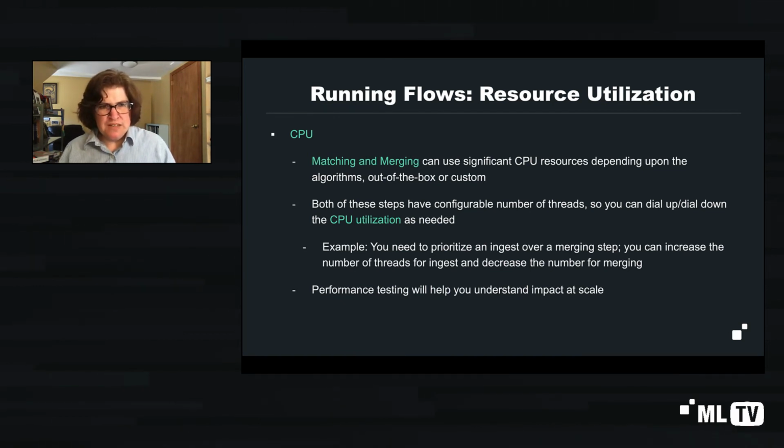So the other thing to think about here in terms of CPU, all these steps have a configurable number of threads. So if you have a priority conflict, like you need to get an ingest done in 2 hours, but you're also running a long-running merge job and you don't want to stop it, or you know that you're going to be running a matching job at the same time, and you don't care if that takes longer, you can prioritize different steps by configuring those with a larger number of threads.